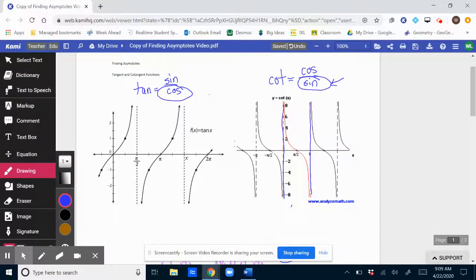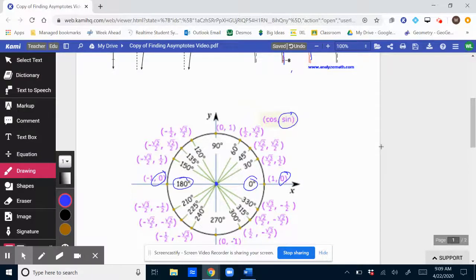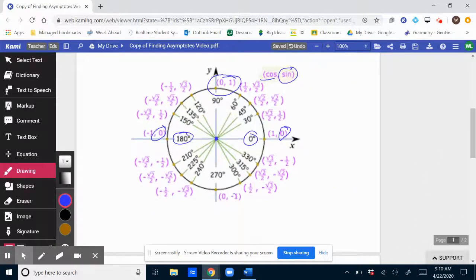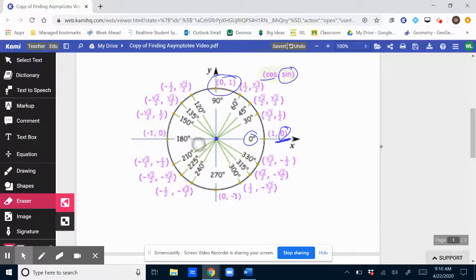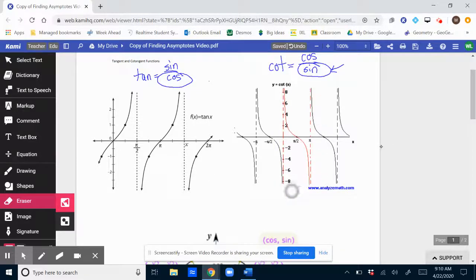So basically, that's why for tangent, the first asymptote is at pi over 2, because that's the first place where the x value or the cosine is 0. And then for cotangent, 0 is the first asymptote because that's the first place that the y value is 0. Okay, so that's why there are asymptotes. That's why certain x values just aren't allowed.